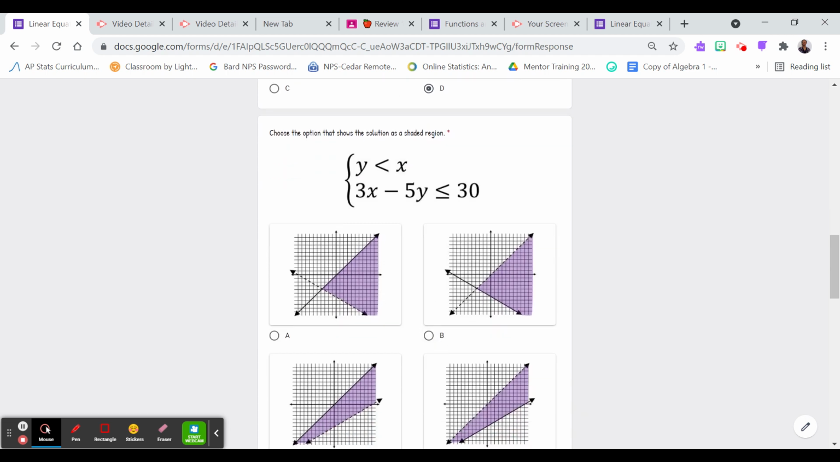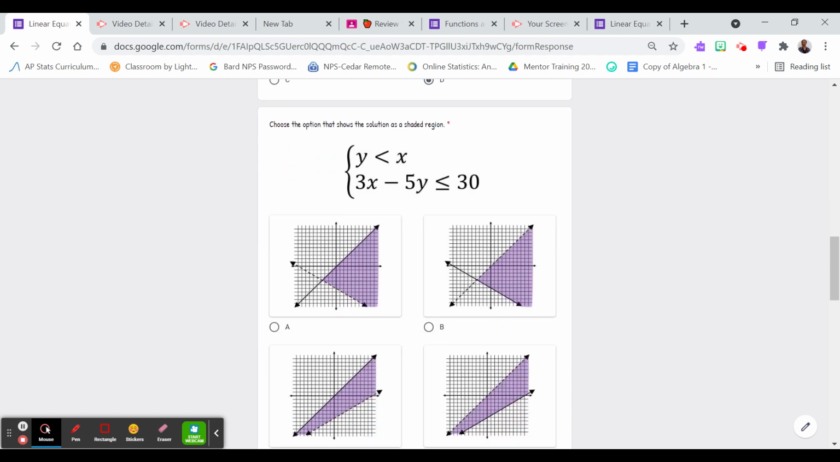So let's move on. We have a system here. So now we have two. We have y is less than x, and then 3x minus 5y is less than or equal to 30. I personally find it easier to figure out how to shade when it's in slope-intercept form. We see that we have different types of lines too. So if you want to quickly check which ones you can eliminate, you can do that, because clearly it's either one or the other.